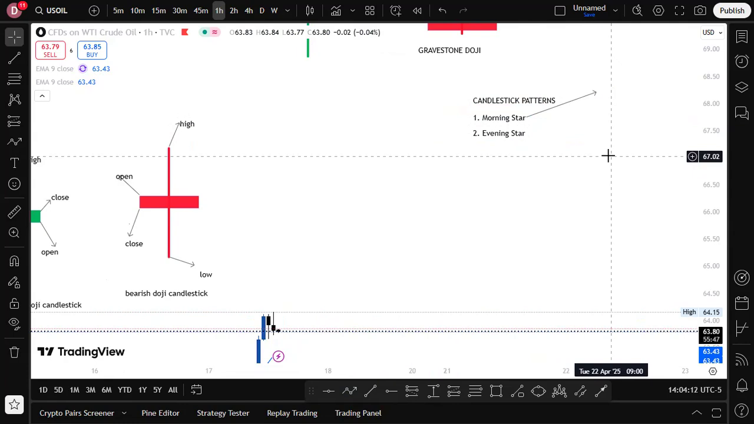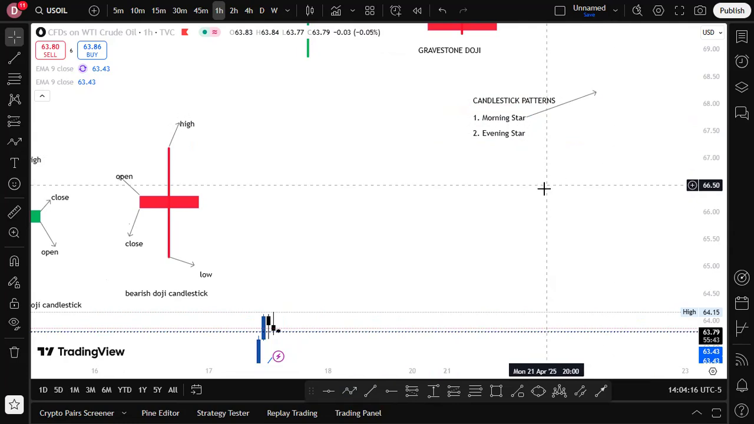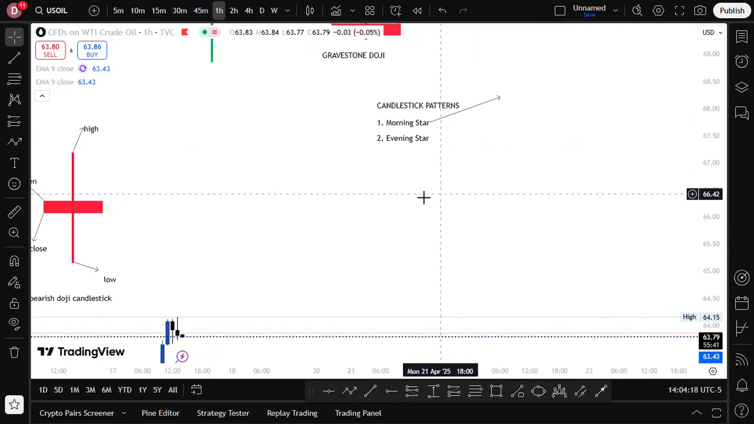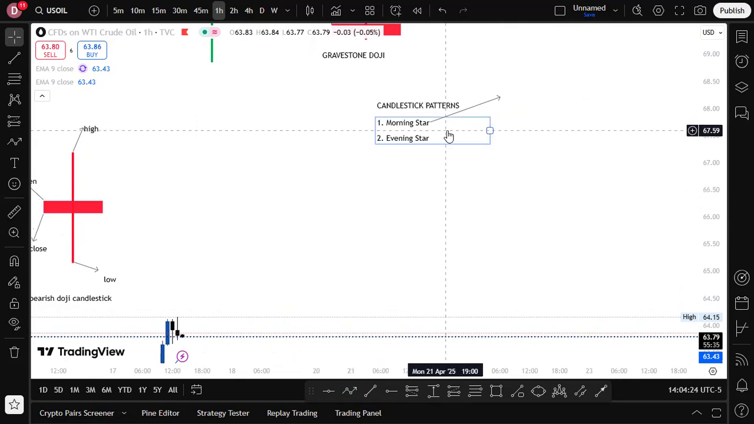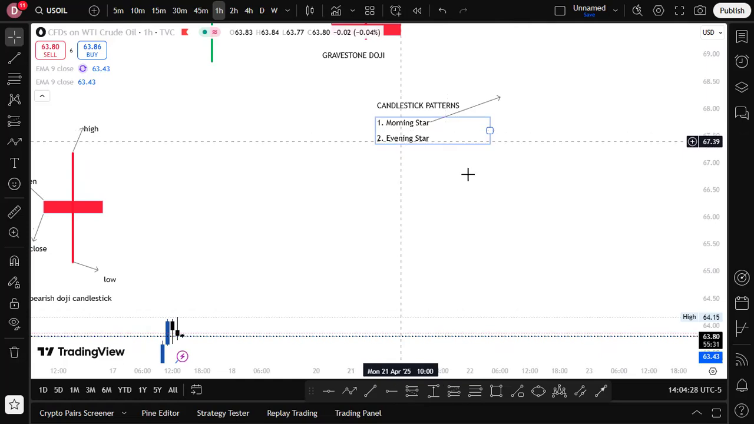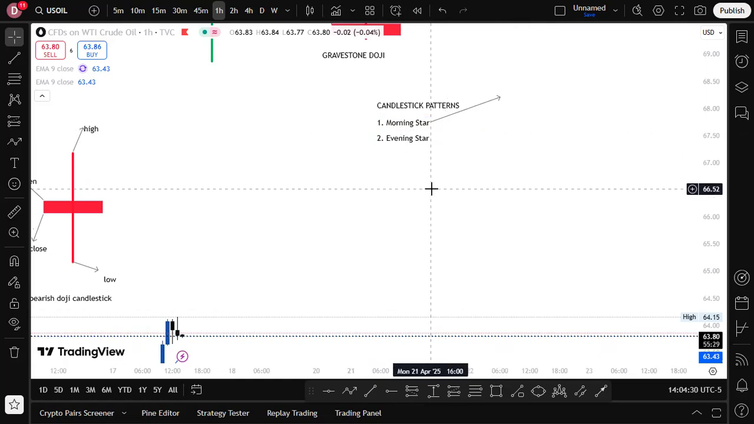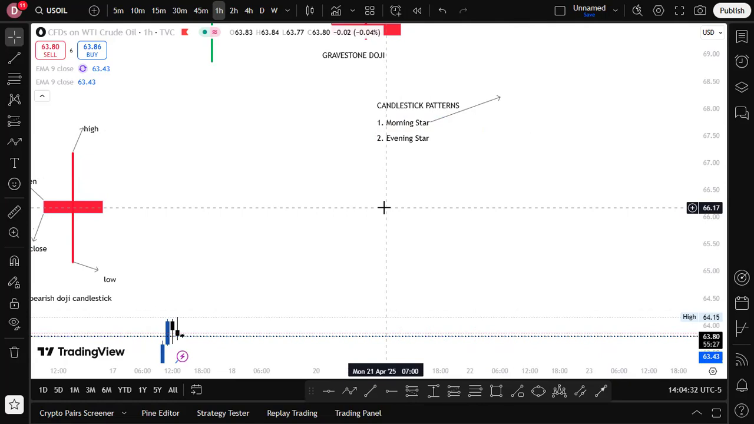Now, the morning star is considered a bullish reversal pattern. It occurs at the bottom of a downtrend, and it consists of three candlesticks. Let me repeat myself. The morning star candlestick pattern is considered a bullish reversal pattern. It occurs at the bottom of a downtrend, and it consists of three candlesticks. So let's draw that now.